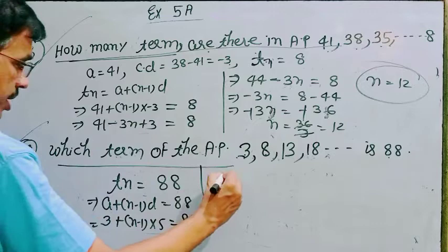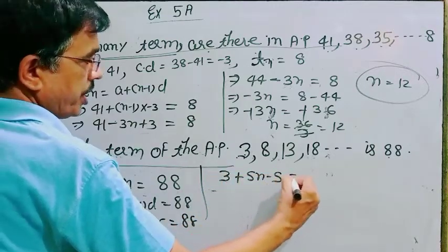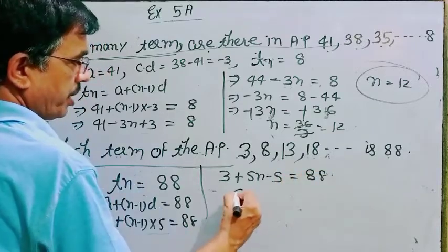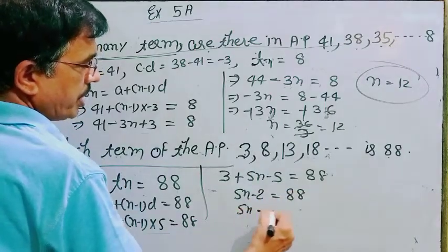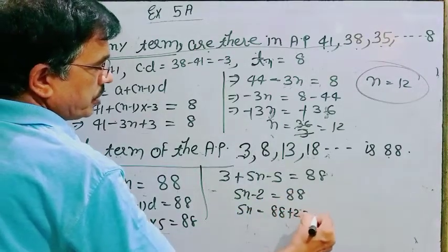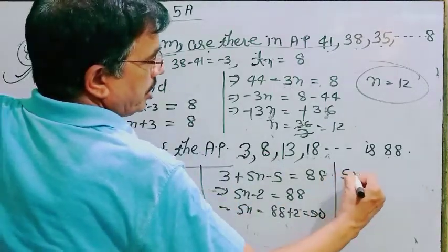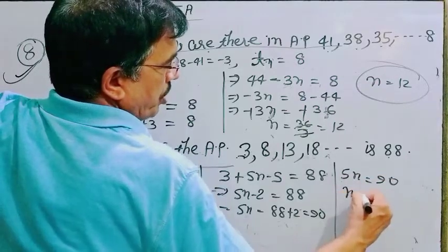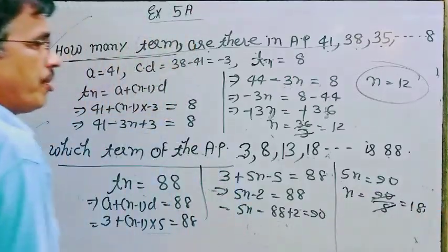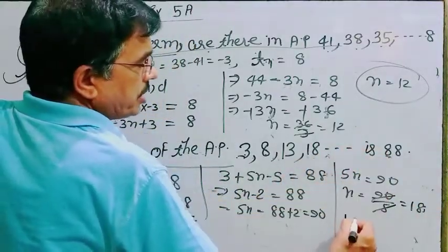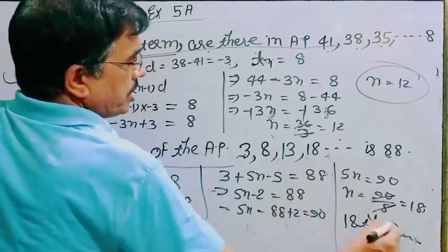So what do you get here? You get 3 plus 5n minus 5 is equal to 88. Then 5n minus 2 is equal to 88. So 5n is equal to 88 plus 2, that is 90. Hence you can say that 5n is equal to 90. So n is equal to 90 by 5, that is 18. So which term is 88? You can say that the 18th term of this AP is 88.